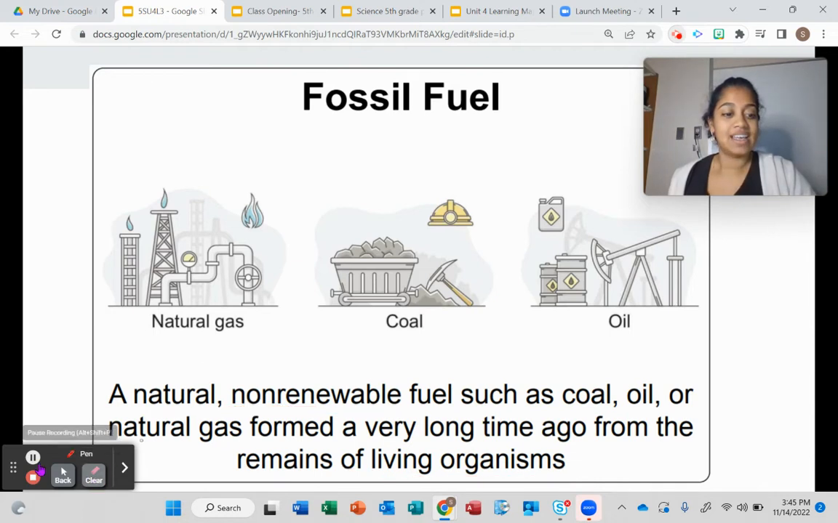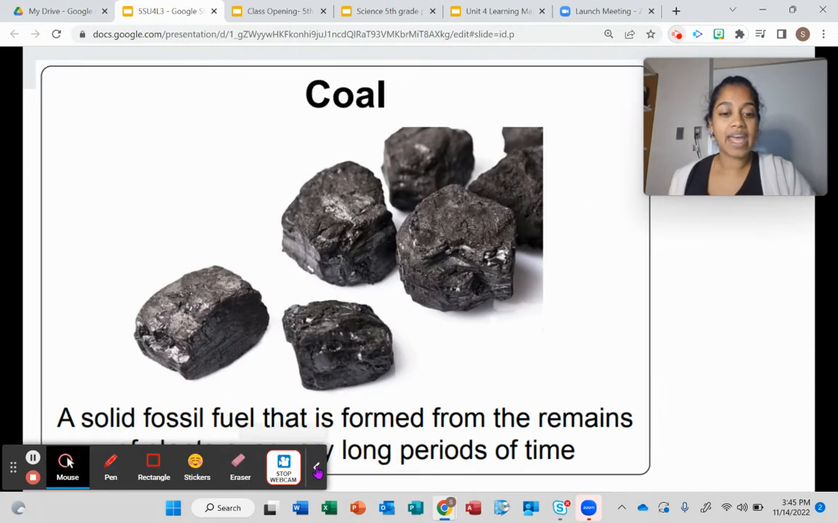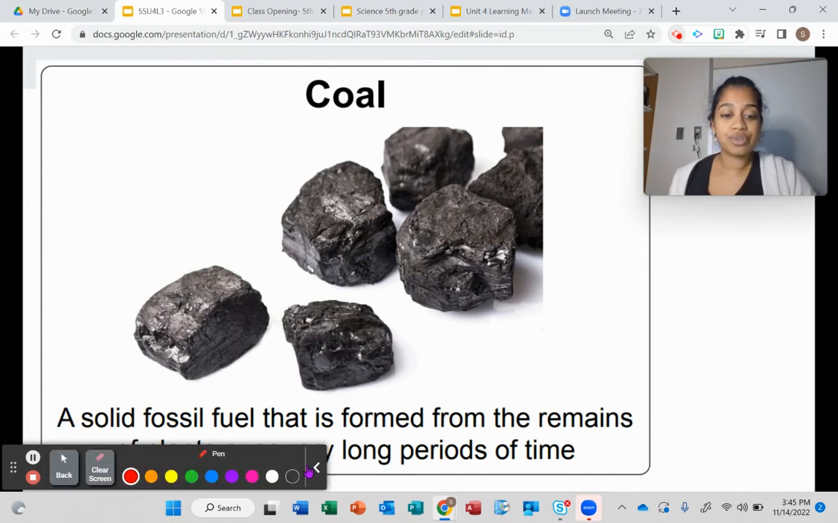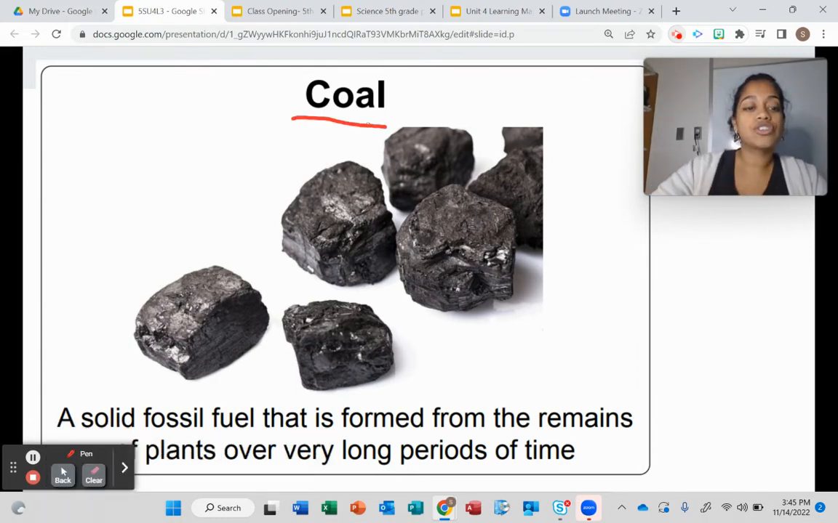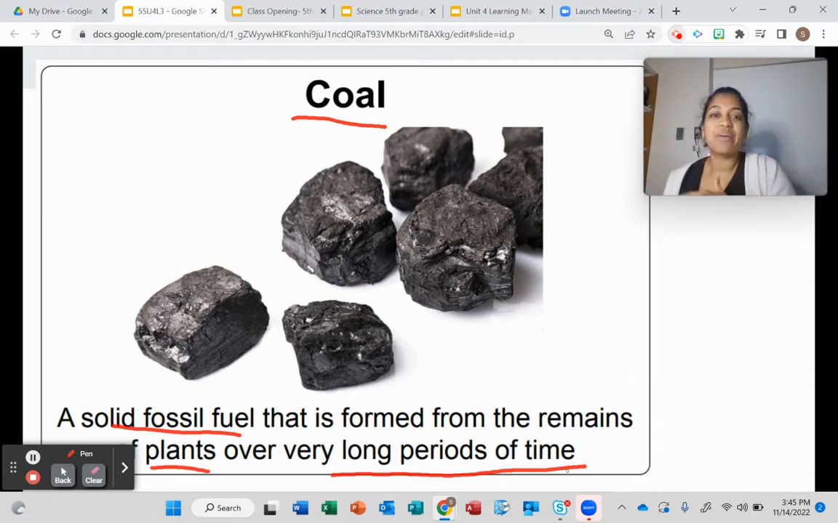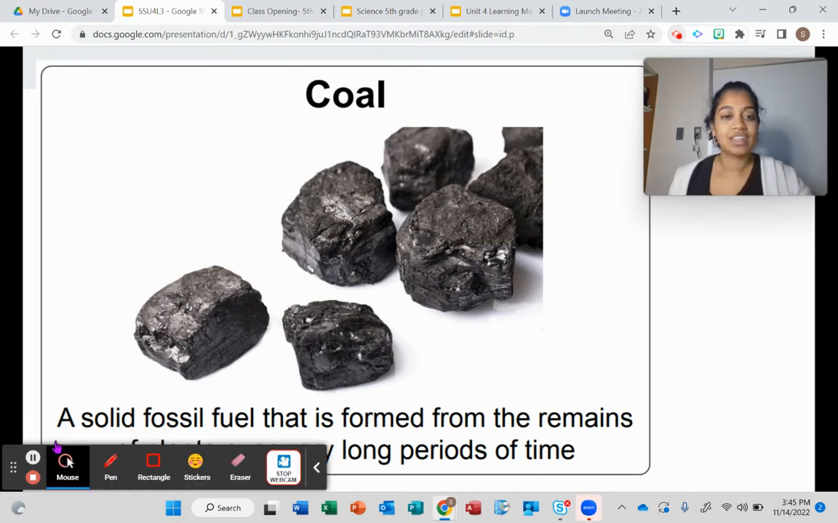All right. Now, let's go over some types of fossil fuels. The first type of fossil fuel is coal. Coal is a solid fossil fuel that is formed from the remains of plants over long periods of time. So, it's a solid, it's made out of plants, and we generally burn coal. We don't really use coal too much nowadays, but there's still certain industries that use it.